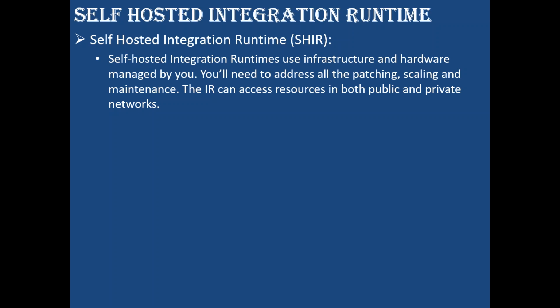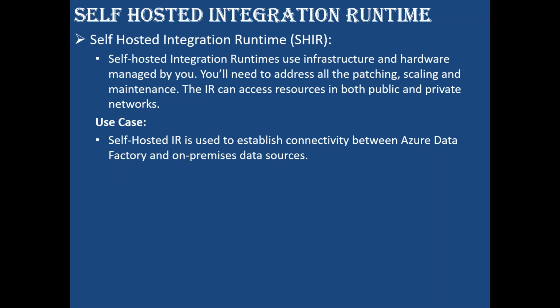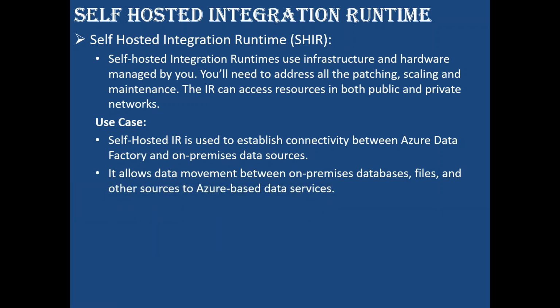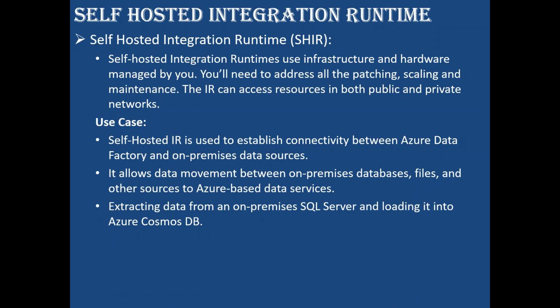The IR can access resources in both public and private networks. Meaning self-hosted IR is used to establish connectivity between Azure Data Factory and the on-premise data stores, or it can be the services within the VNet. It allows data movement between on-premise databases, files, and other sources to the Azure-based data source. Extracting data from on-premise SQL Server and loading it into Azure Cosmos DB. See, on-premise SQL Server to Azure Cosmos DB, meaning you are moving data from on-premise to cloud. When you are ingesting the data, we can use the self-hosted IR.